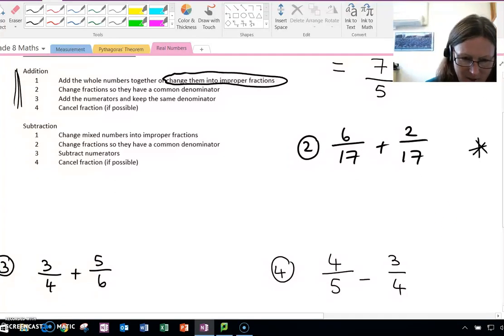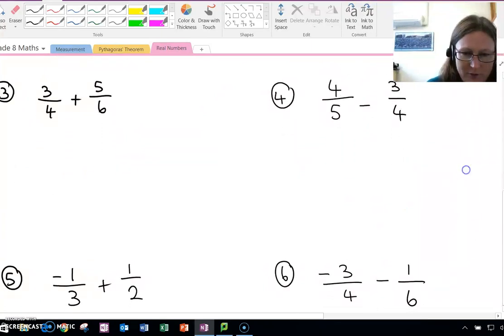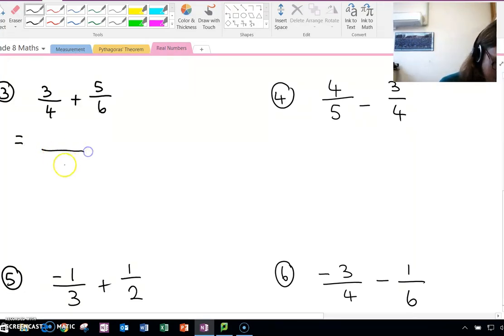Let's look at our second example. They already have a common denominator, so it's as simple as adding the two numbers on top, 6 plus 2 is 8, and keeping the denominator the same. Alright, in the next examples we do have to make the denominators the same. So we need to think of a number that both 4 and 6 go into, and it needs to be the lowest common denominator. So the lowest possible number that both 4 and 6 go into, and that is 12. So we're going to change our denominator to 12.